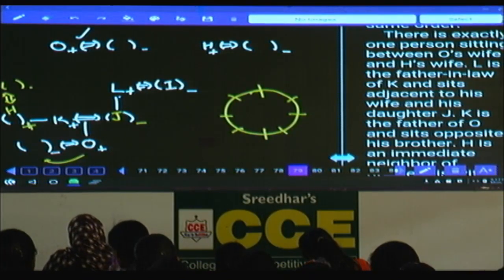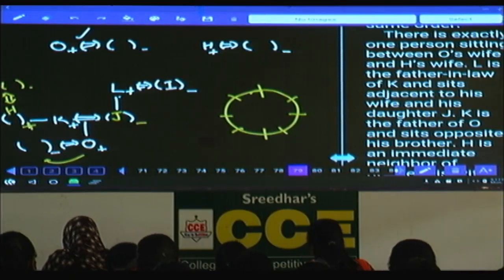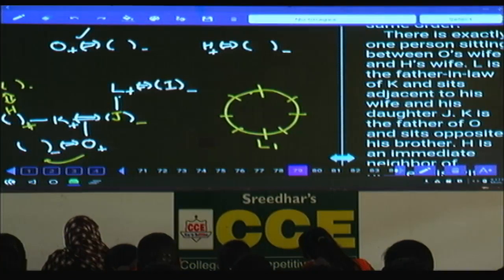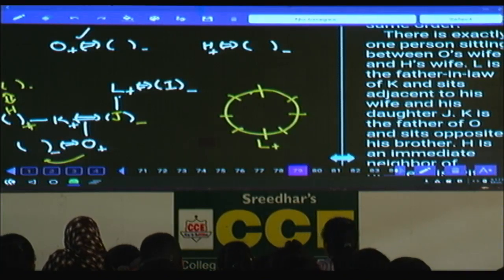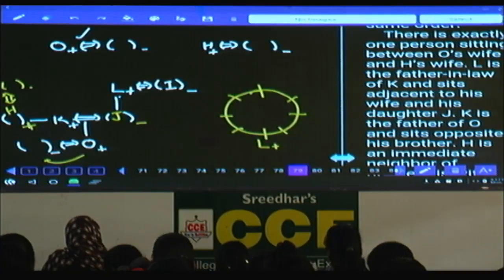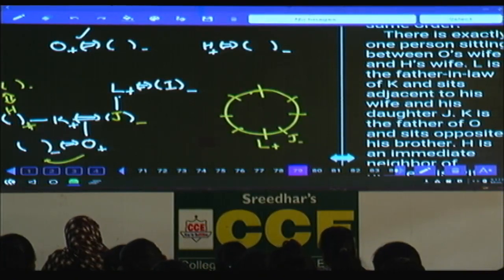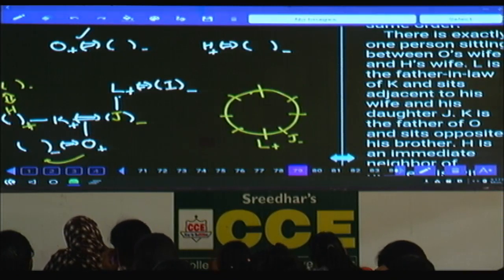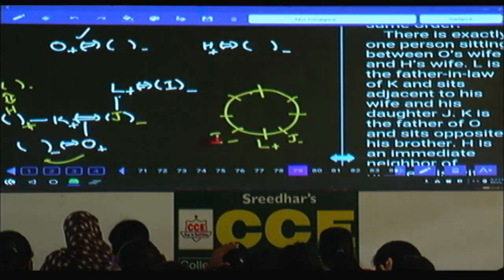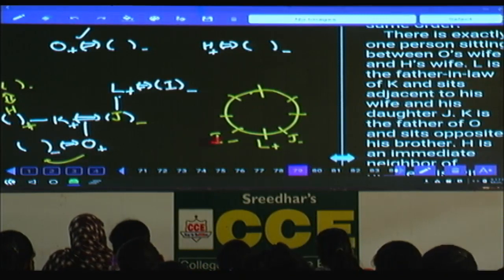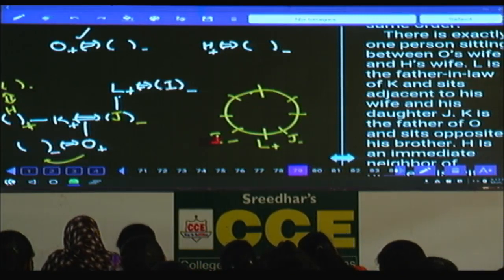Now let us take L at this place. L is the father-in-law of K. He is seated adjacent to his wife and his daughter. And who is the daughter of L? J. Hence, J is to the immediate left or right, isn't it? And who is the wife of L? I. Hence, L is adjacent to J and I.